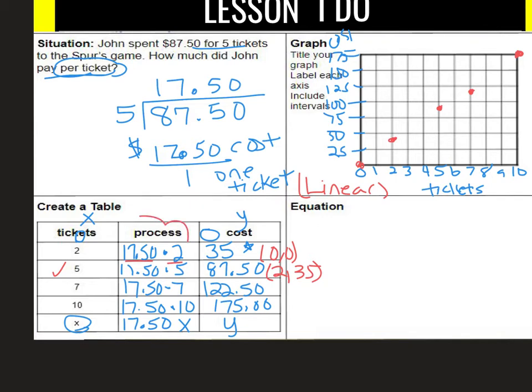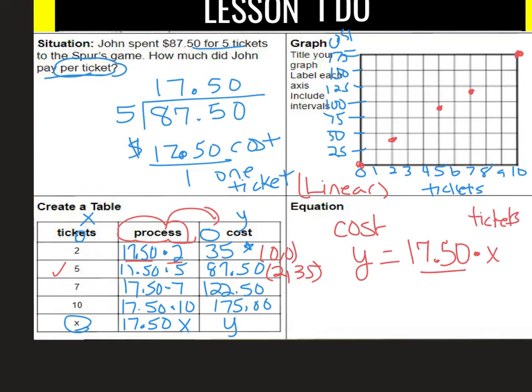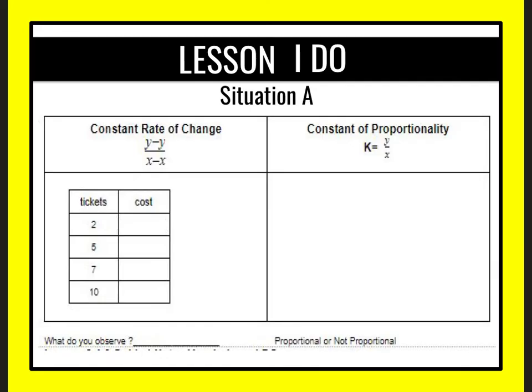So if we think about how do we calculate your total cost, how do we get Y? How do we get the cost of all the tickets? Well, I take my unit rate, which is $17.50, and I multiply that by the number of tickets that I purchase. And that is my equation for this scenario. So go ahead and talk about this particular situation. I'm just going to transfer the following numbers that I got when I was calculating the total cost per ticket.